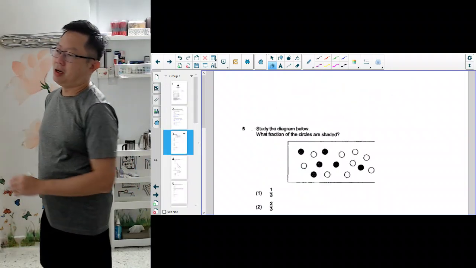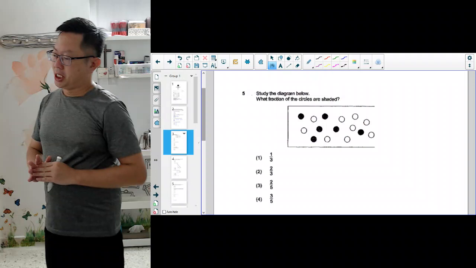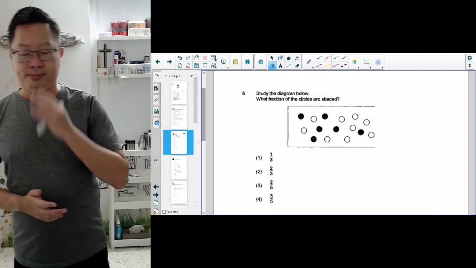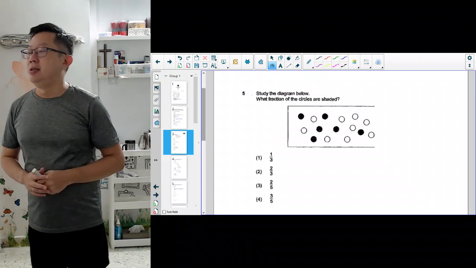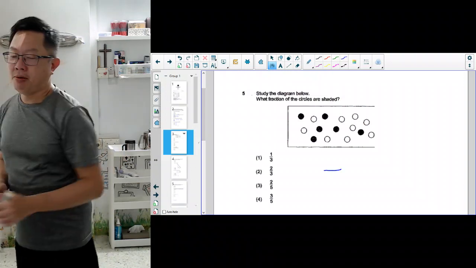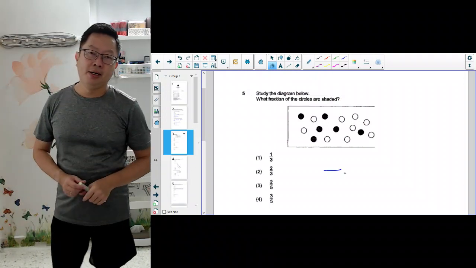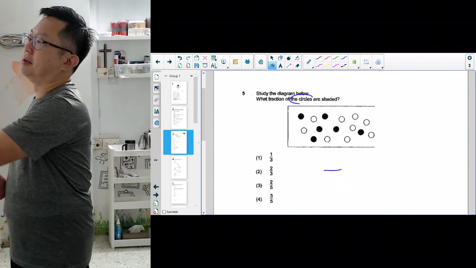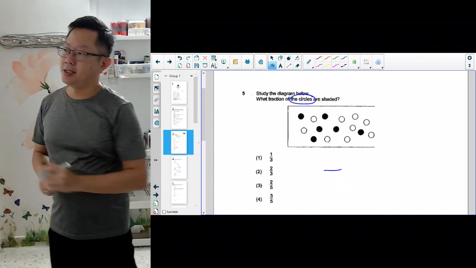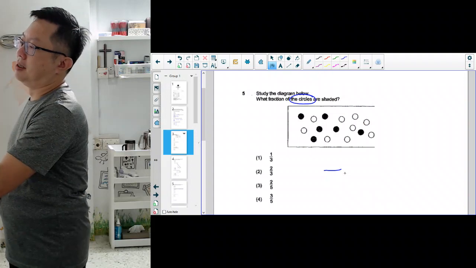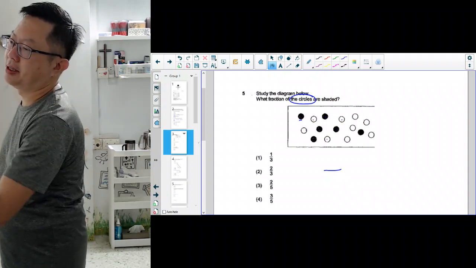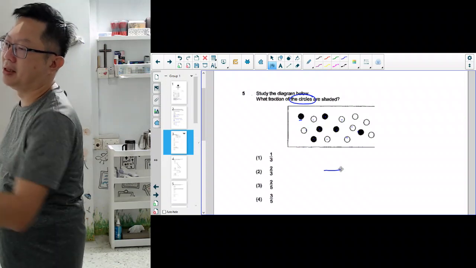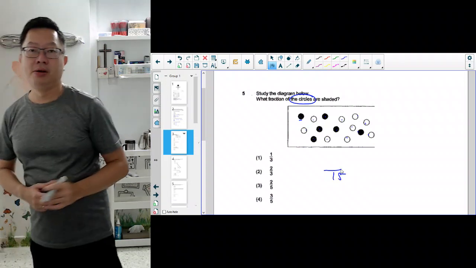Alright, what fraction of the circles are shaded? Now for this question, it can be a hard question if you do not understand or you forgot how to do fractions. Now your answer has to be a fraction. Then what is the denominator? The denominator is the total, which is all the circles. Alright, so how many circles do you see? So you have 1, 2, 3, 4, 5, 6, 7, 8, 9, 10, 11, 12, 13, 14, 15. So there are 15 circles altogether.